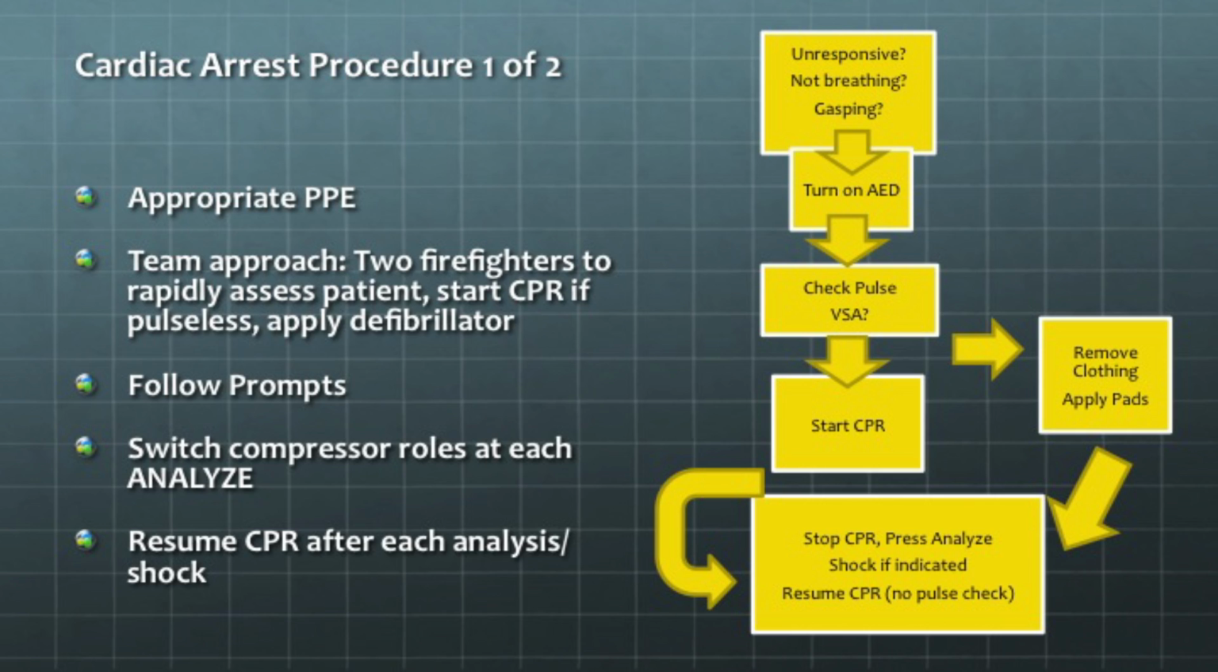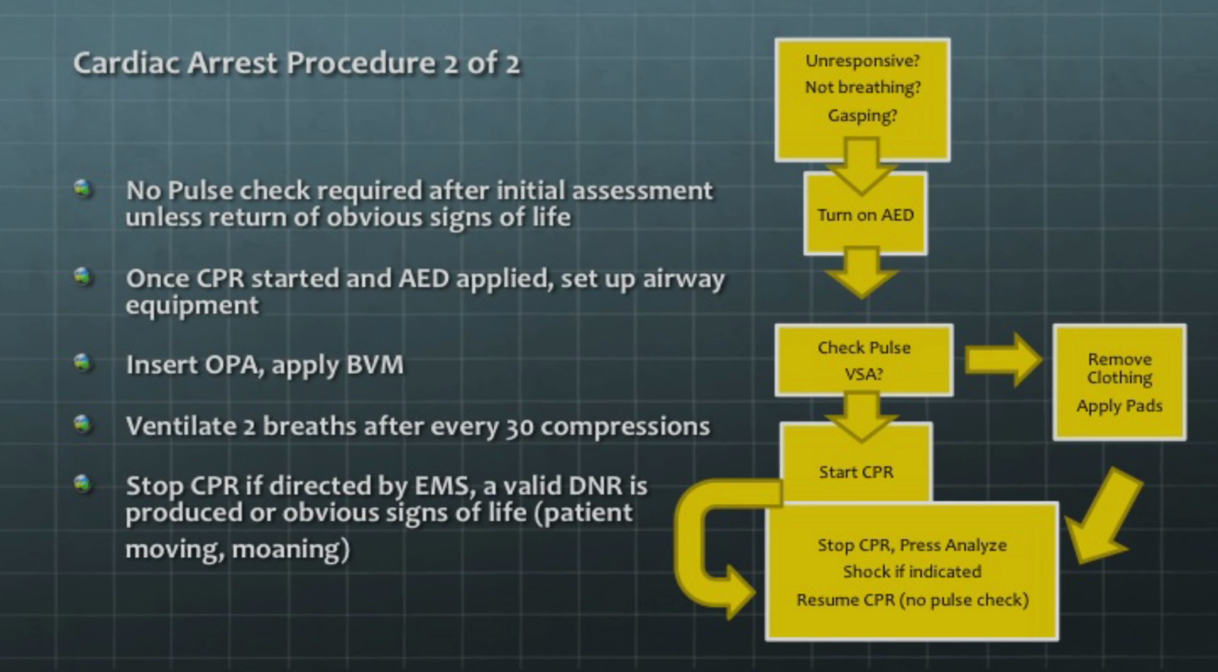If shock is advised, resume compressions until charge is complete and the machine prompts to press the shock button, at which time everyone should remain clear. No pulse check is required after the initial assessment unless there is return of obvious signs of life. Once CPR is started and the AED is applied, set up airway equipment. Insert the oropharyngeal airway, the OPA, and apply the BVM, the bag valve mask. Ventilate 2 breaths for every 30 compressions.